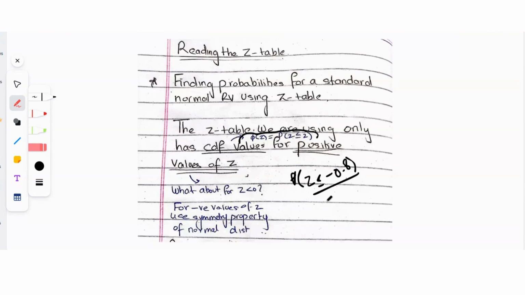Because the Z table only gives us CDF values for positive values. So what if we have a negative value of z? We want to find the probability Z is less than or equal to some negative value. For that, we'll use the symmetry property of the normal distribution. Let's recall what the symmetry property is. It says that the PDF is symmetric around the mean, and in the case of the standard normal random variable, that mean is 0.